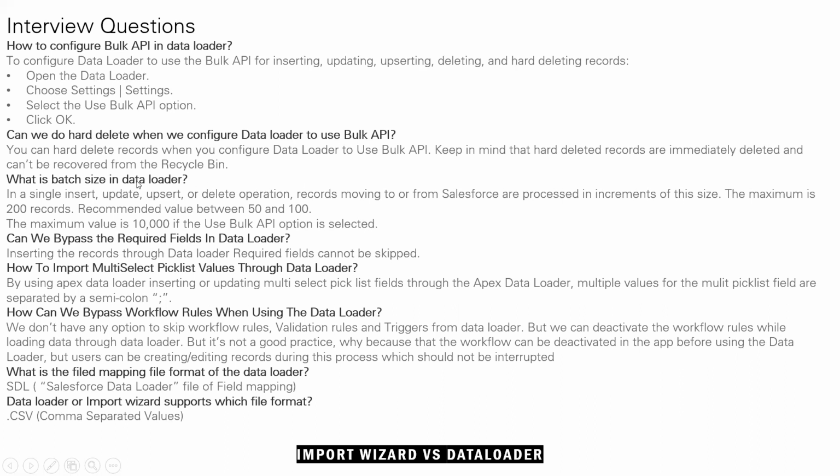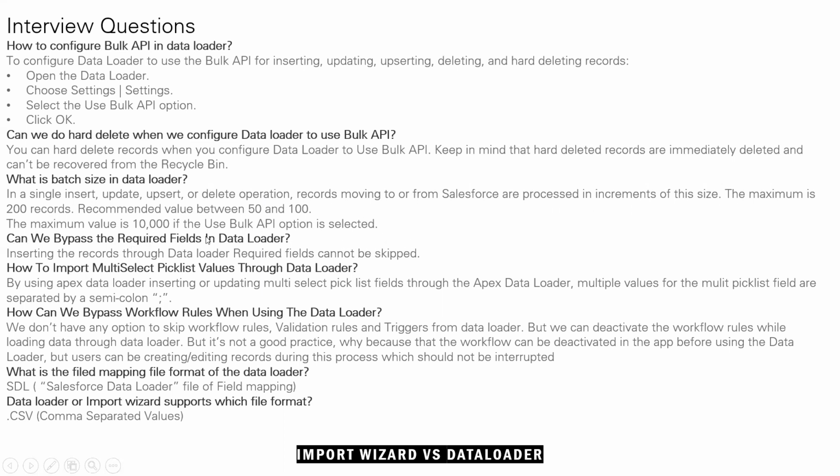What is batch size in data loader? Batch size is different from how many records you can import. Your records will be separated into a certain number of batches. In a single insert, update, upsert, or delete operation, records moving to or from Salesforce are processed in increments of the batch size. The maximum is 200 records. The recommended value is between 50 and 100, and the maximum value is 10,000 if the bulk API option is selected.